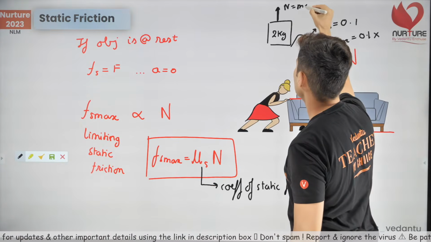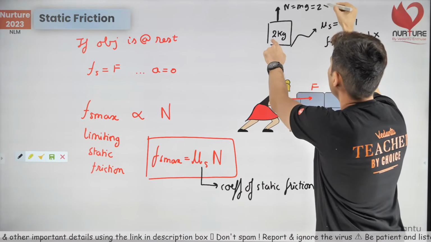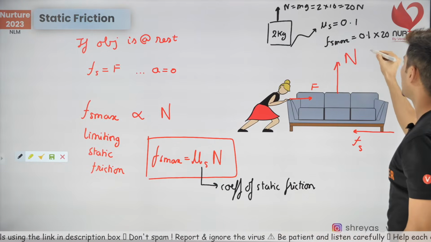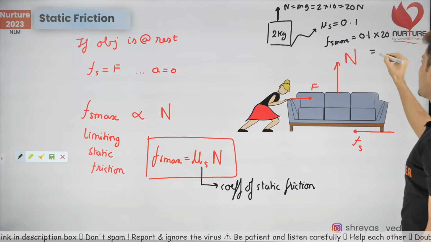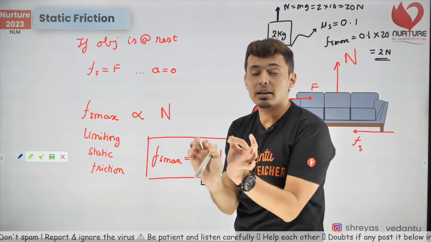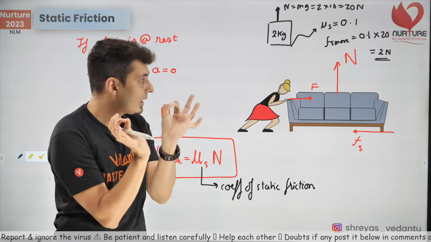Normal force will be mg, which is 2 into 10, which is 20 Newton. Correct? It will be 20 Newton. So 0.1 into 20, that's going to be 2 Newton. What does this tell you? The limiting friction is still 2 Newton.